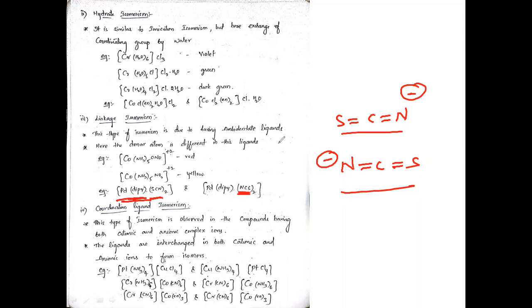Here it can donate through a nitrogen atom or a sulfur atom, because sulfur has a lone pair of electrons and nitrogen also has the excess negative charge, hence it can donate. It may be donated through the nitrogen atom or through the sulfur atom. Such ligands are called ambidentate ligands, and such isomers are called linkage isomers.